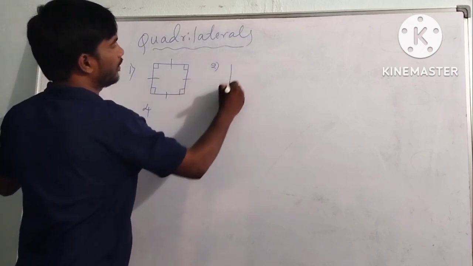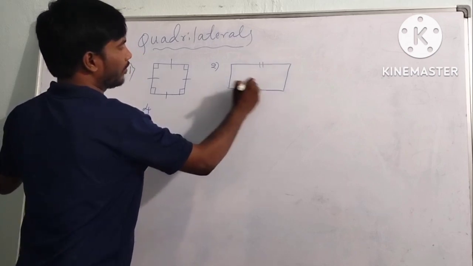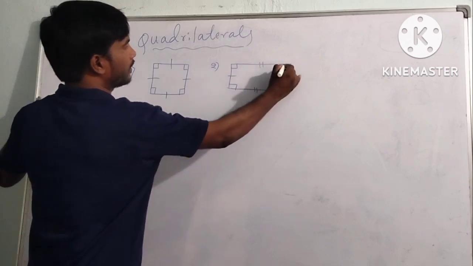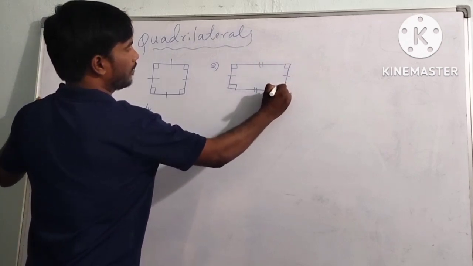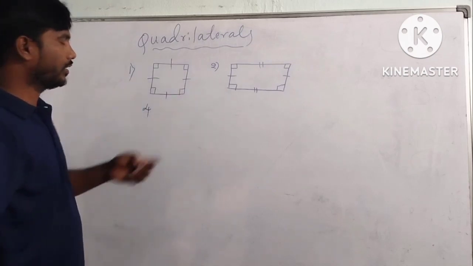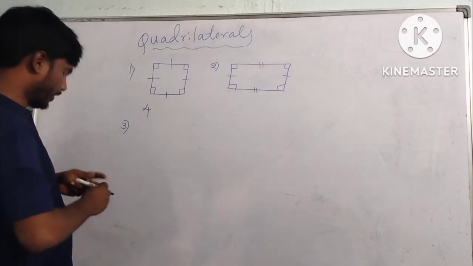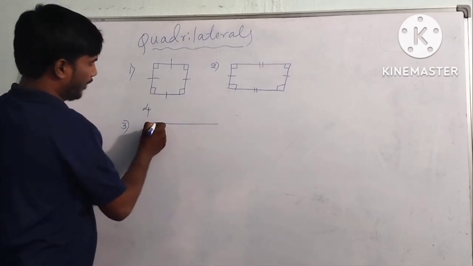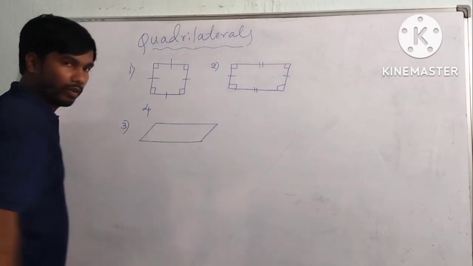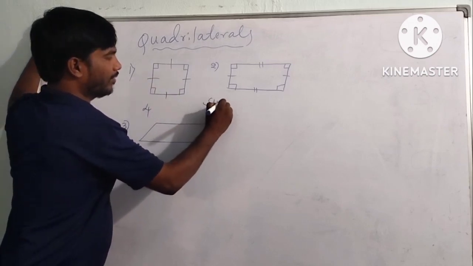Second one, rectangles. Opposite sides are equal, all the four angles are 90 degrees, diagonals are of equal length. So these are some properties of a rectangle. Next, an important one, parallelogram. And one more important thing, the sum of interior angles in any quadrilateral.